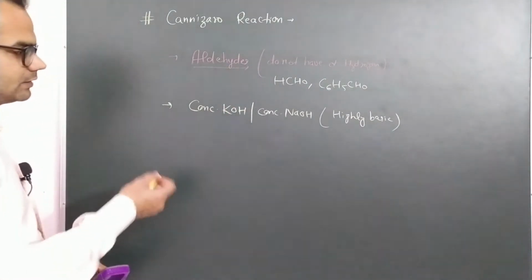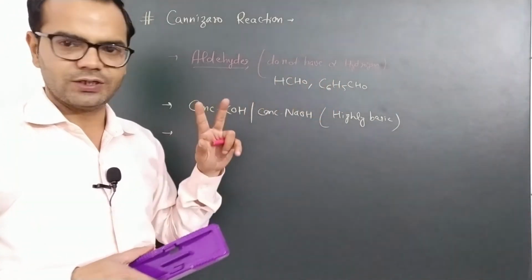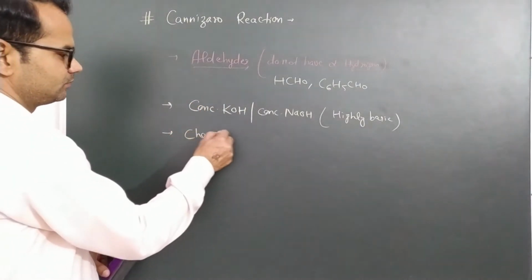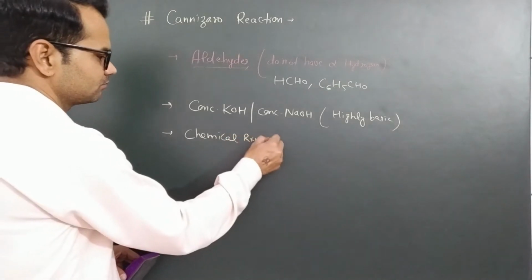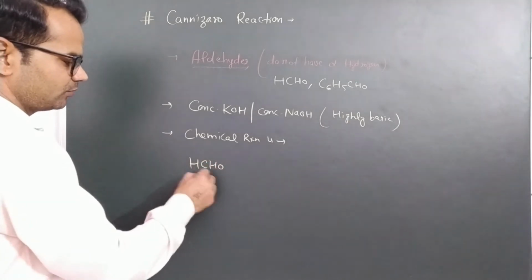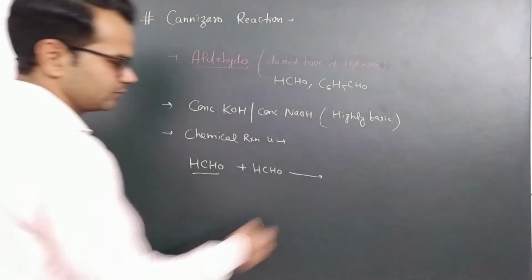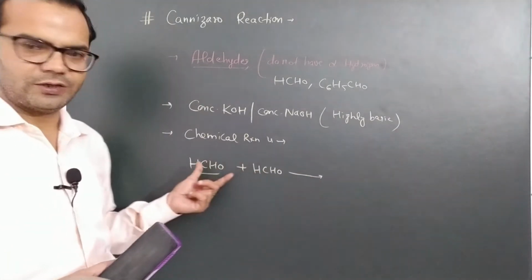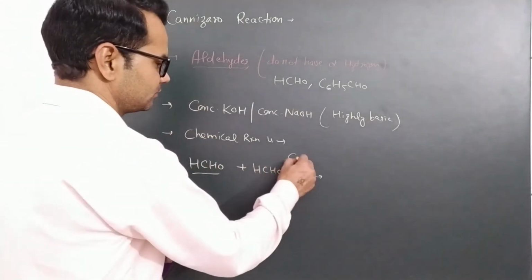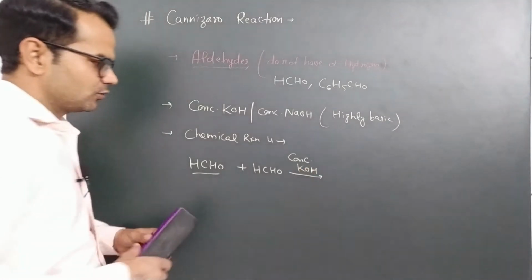Second, it is the reaction of aldehydes which do not have any alpha hydrogen. So at least we require 2 units, 2 molecules. So its chemical reaction is one molecule of formaldehyde plus a second molecule of formaldehyde. So we require at least 2 units, and the condition is concentrated KOH.